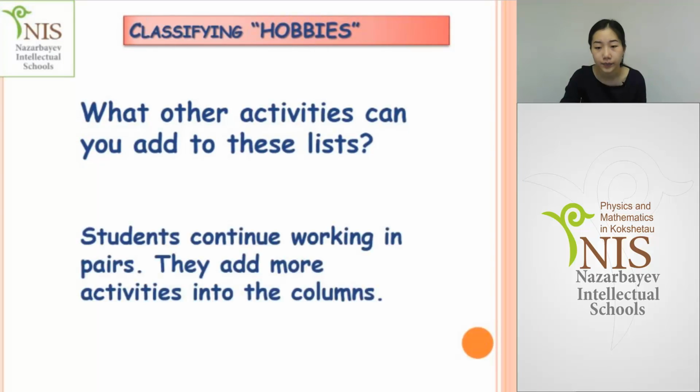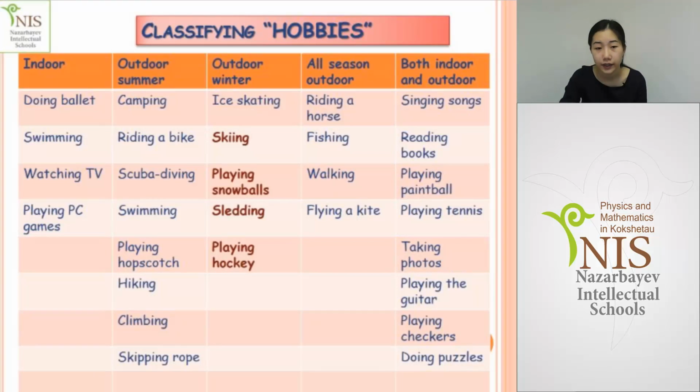The next is what other activities can you add to these lists? When we ask this question, we want them to think more and come up with more activities that they could add to the lists. So students continue working in pairs. They add more activities into the columns. For example, they could add into winter outdoor activities such as skiing, playing snowballs, sledding, or playing hockey. By this activity we can also check previous knowledge of students.